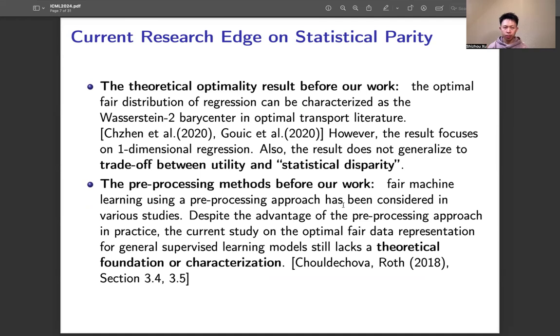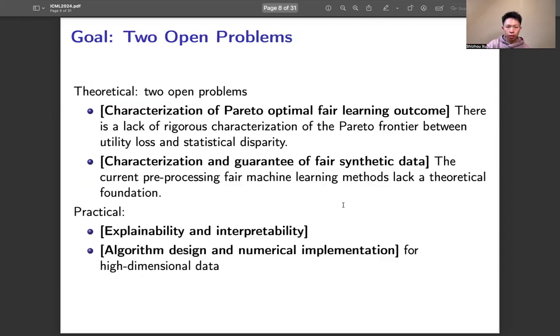And before our work, there is still a lack of theoretical foundation or theoretical guarantee for how to design a fair data representation or fair synthetic data. Therefore, in this work, we aim to solve two problems. One is a theoretically provable Pareto frontier, and another is a theoretical guarantee or theoretical foundation for how to design optimal fair data representation or optimal fair synthetic data. We also hope to develop a method with explainability and practicality.